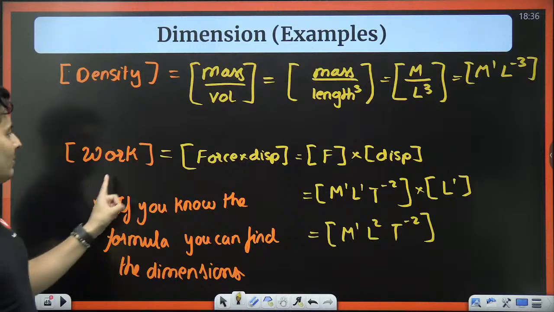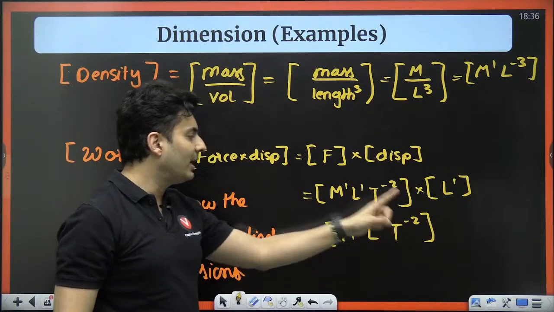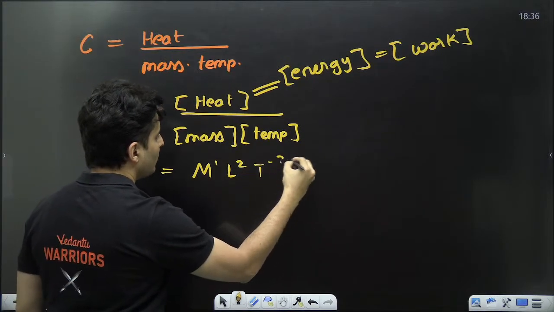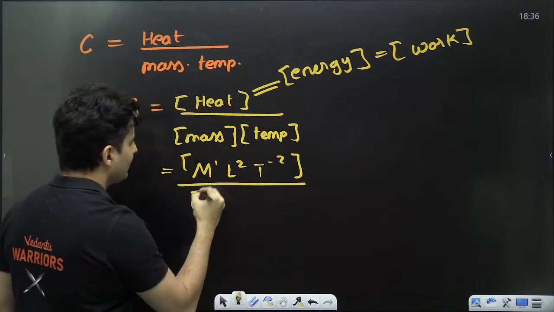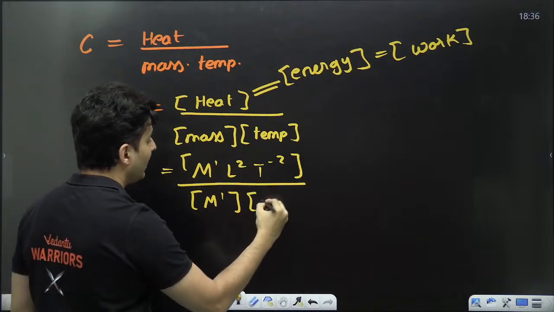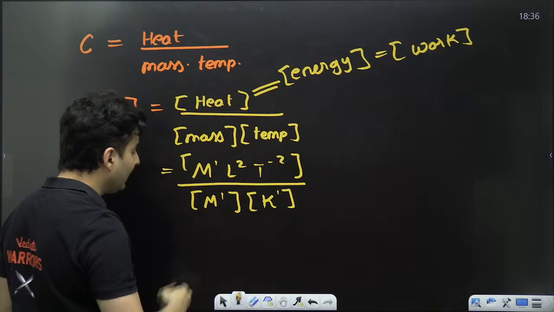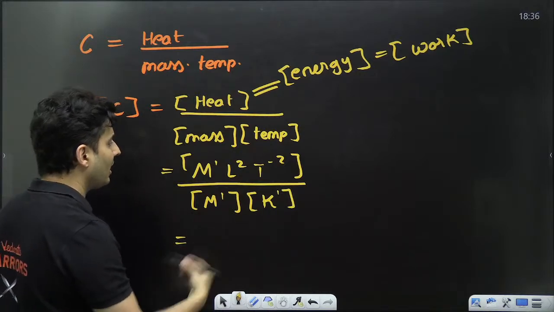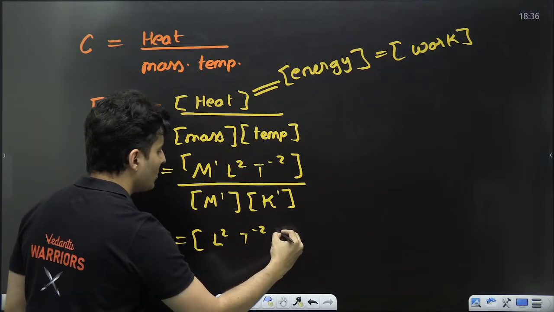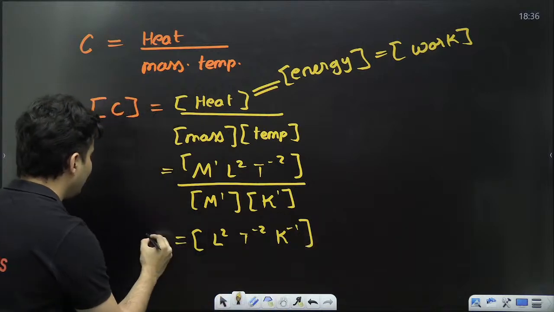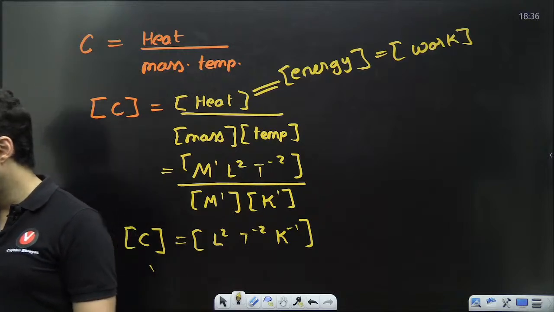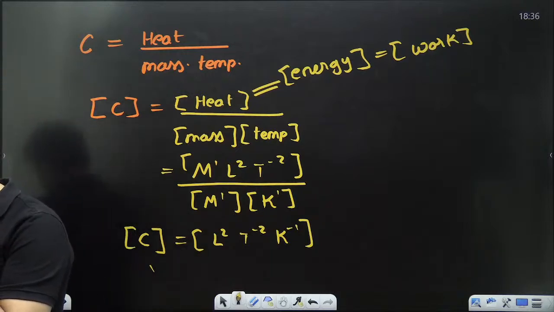So my dear warriors, sometime back I found the dimensions of work, m1 L square t raised to minus 2. Mass is m raised to 1, and temperature is K. The symbol for temperature's dimension is K. So shift it. m1 cancels. You have L square, you have t raised to minus 2, and you have K raised to minus 1. So that is the dimensional formula for specific heat capacity. Understood, my dear warriors?